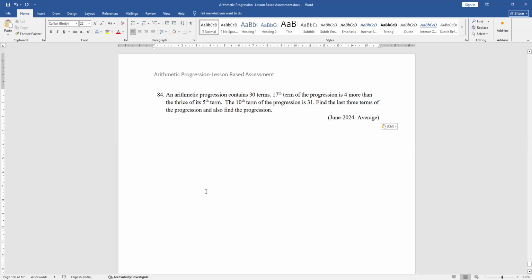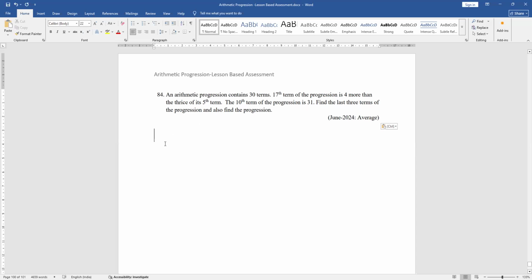An arithmetic progression contains 30 terms. The 17th term of the progression is 4 more than thrice its 5th term. The 10th term of the progression is 31. Find the last 3 terms of the progression and also find the progression.